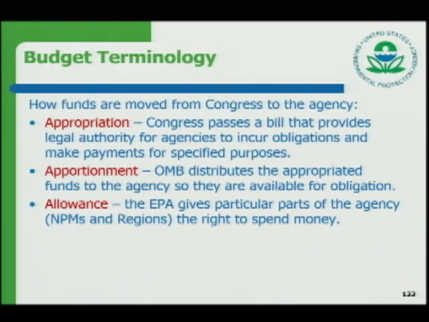So just some quick budget terminology. We kind of already went over this. The appropriation is what we get from Congress. Apportionment is then OMB, the executive branch, giving us the authority to go ahead and use these funds. And then the allowance, that's when you start seeing it in your accounts. Once we get the okay from OMB, our team will load the budget into your specific offices, and that's called our allowance. The EPA gives particular parts of the agency, the NPMs, the regions, you, your portion of our money.